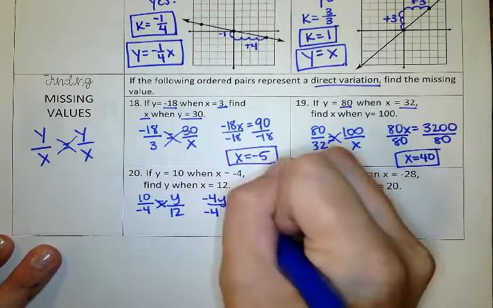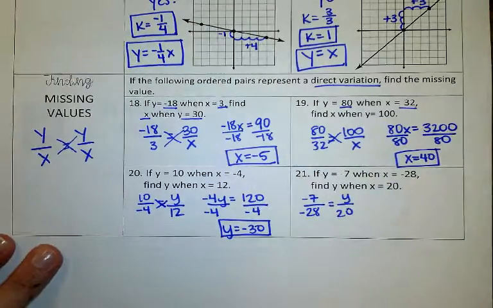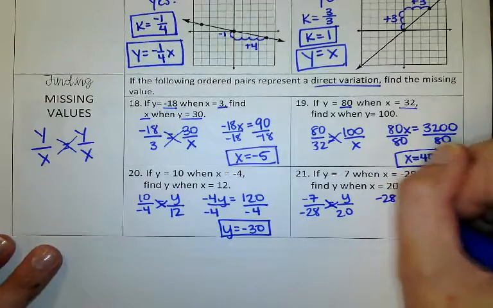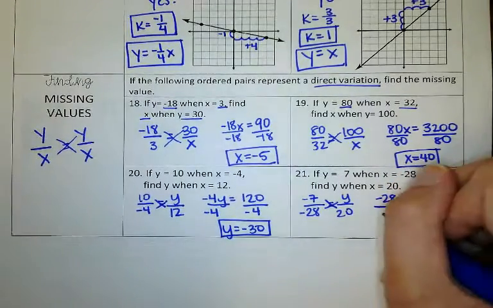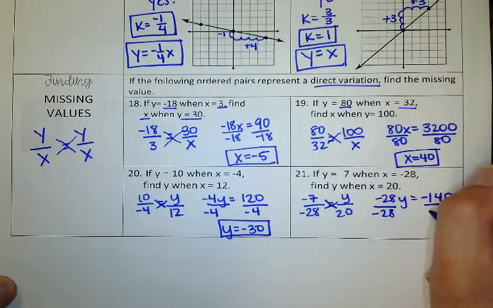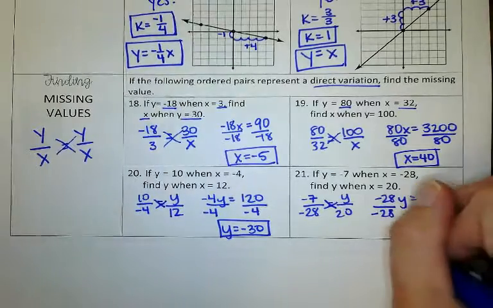The biggest thing that you have to watch out for when you're solving these is making sure you're keeping track of your negatives. If you're dividing by a negative, or multiplying by a negative, you don't want to lose that, okay? You don't want to lose these.